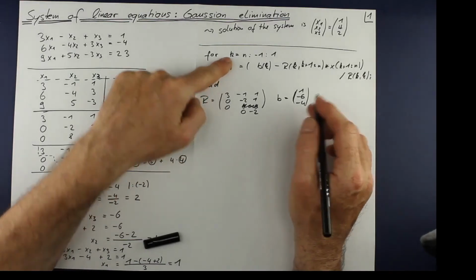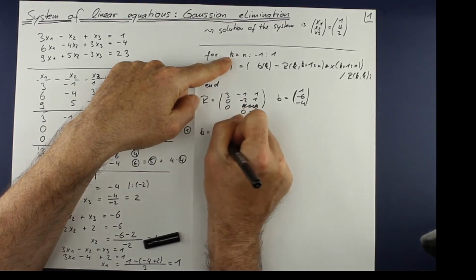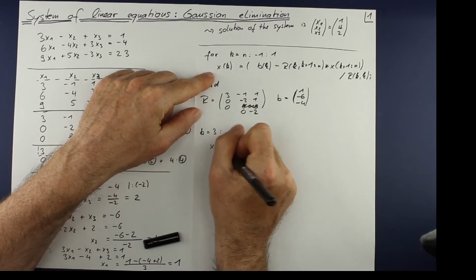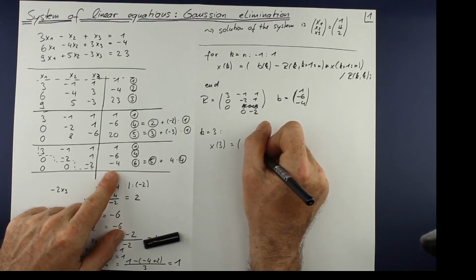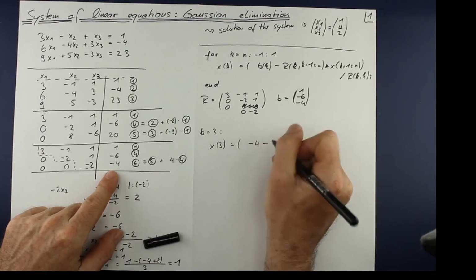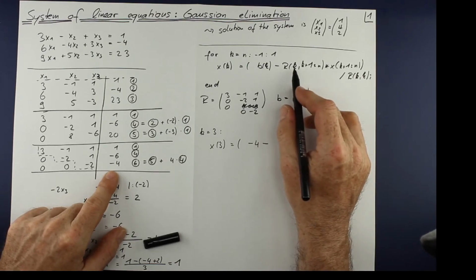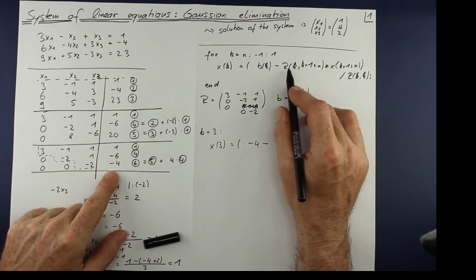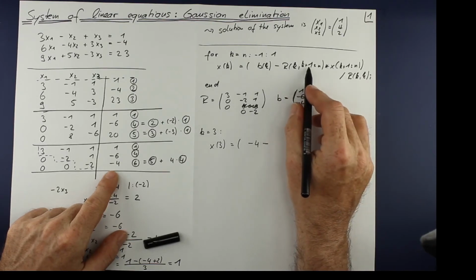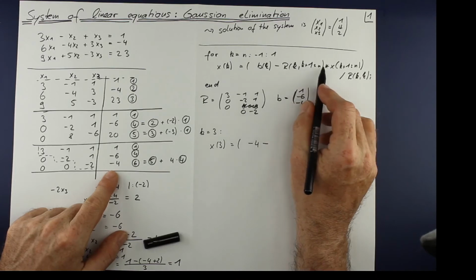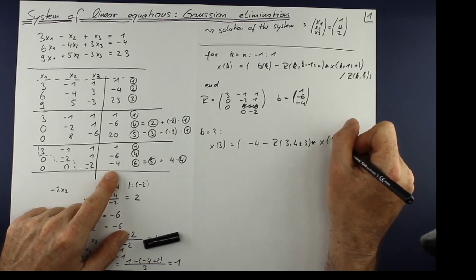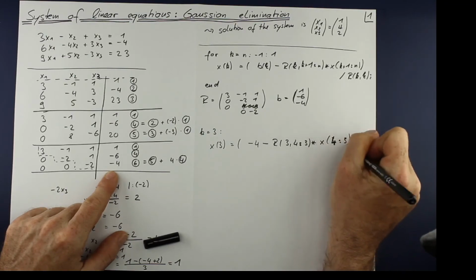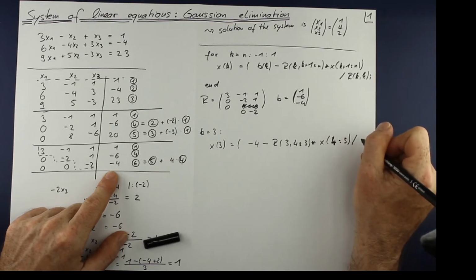Let's start. k is 3, and then x3 is b3, which means minus 4, minus, and then the very interesting part. Let's take the third line and the entries from 4 to 3, and here we have x from 4 to 3, and then we divide that by R3,3.